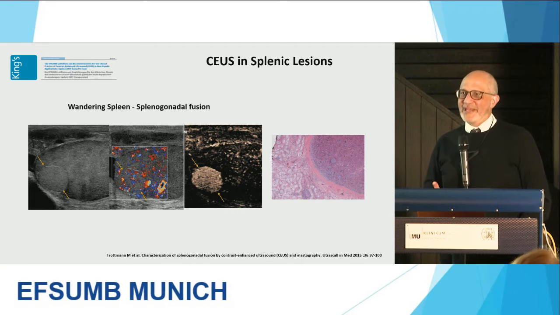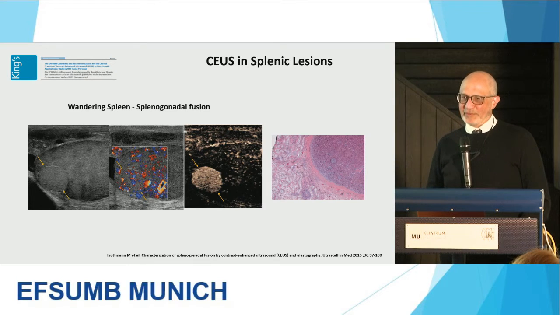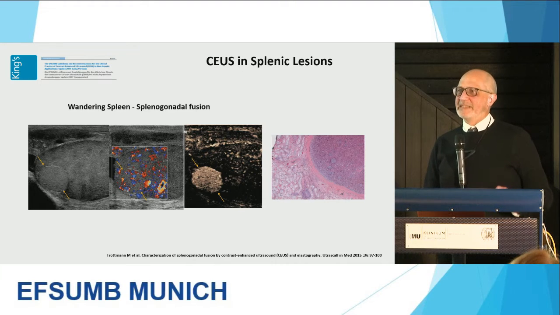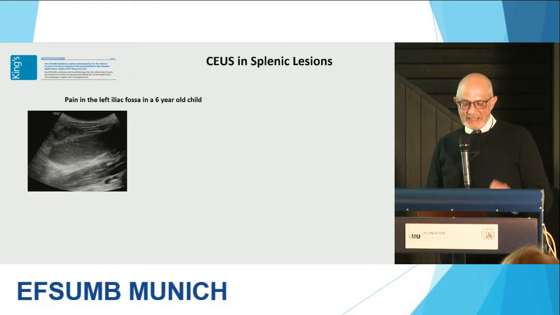And everybody who finds this takes the testes out. There are about 150 cases reported worldwide. But it's an impossible diagnosis to make preoperatively. You can do a technetium scan, and this will show you accessory splenic tissue in the testes. But how often do you do a technetium scan when you find a testicular mass? Never. So this is Dr. Klevert's case.